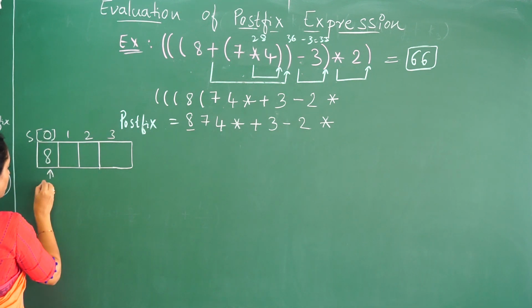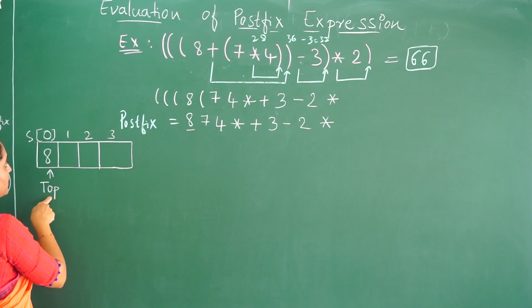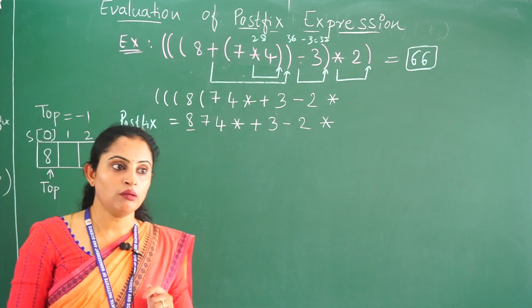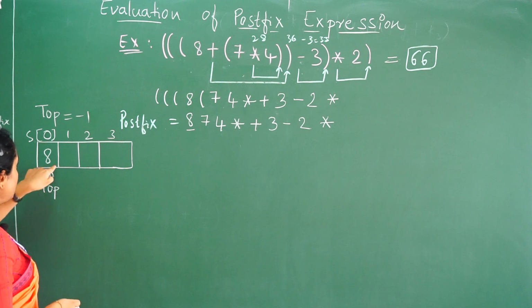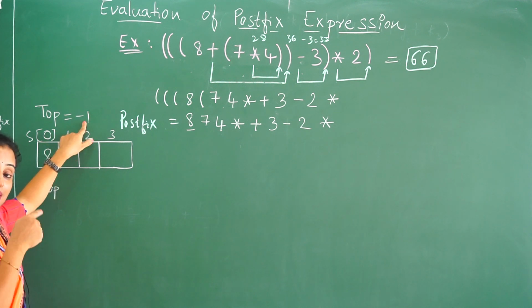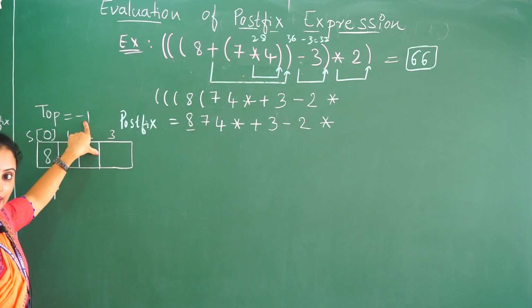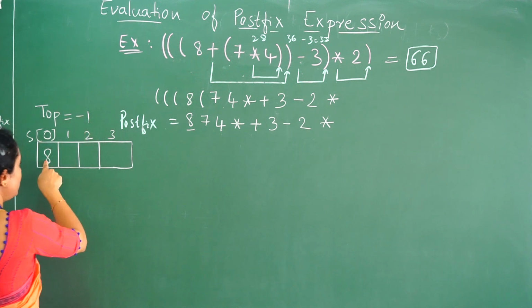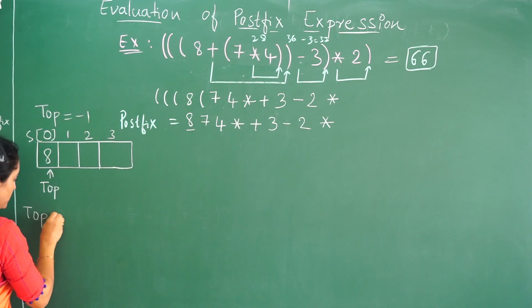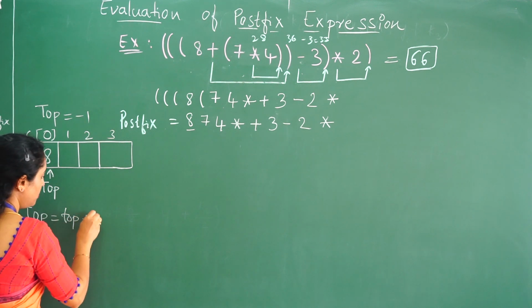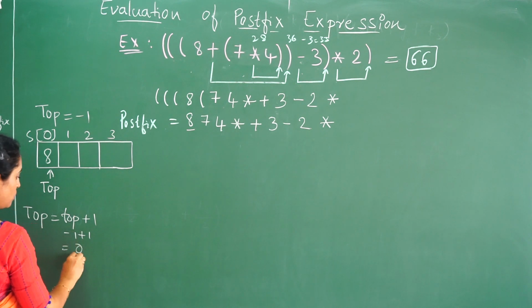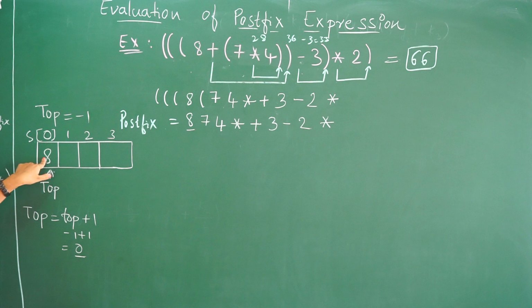Initially, for an empty stack, the top of the stack will be -1. For every insertion of data into the stack, we have to increment the top. So initially top is equal to -1. When we want to insert, top becomes top is equal to top plus 1. So -1 plus 1 gives you 0. It points to 0, and 8 will be pushed onto the stack.